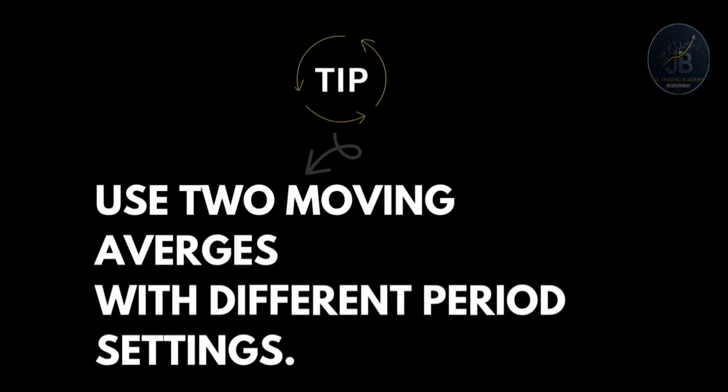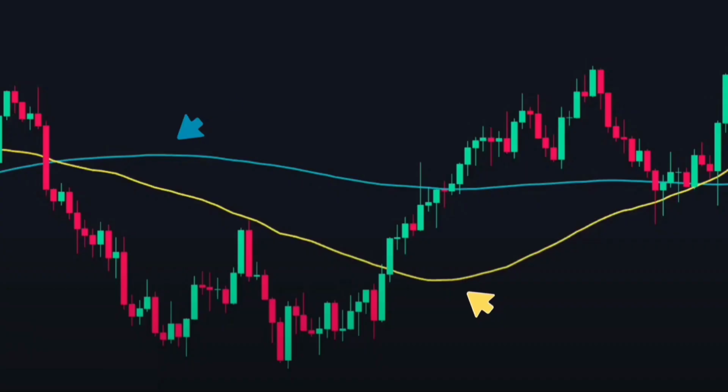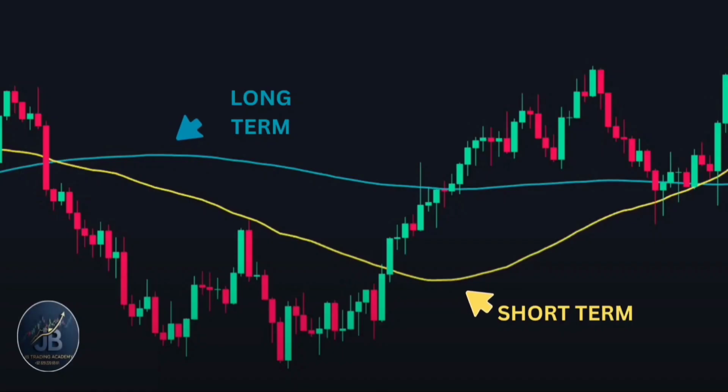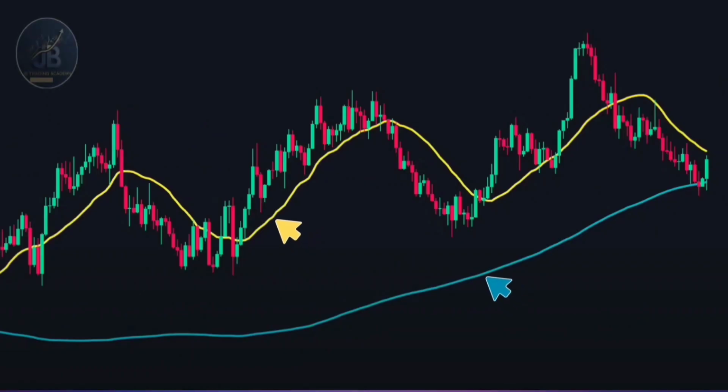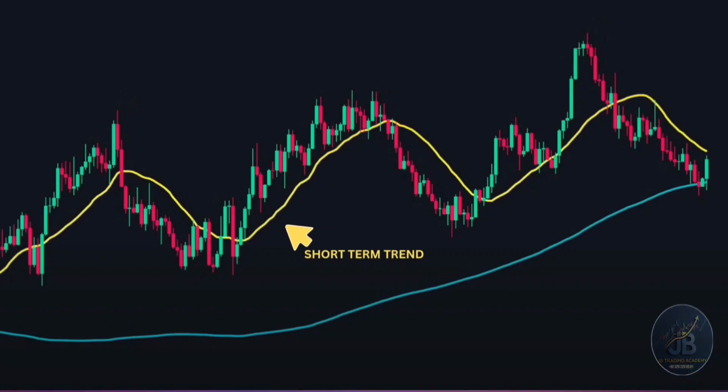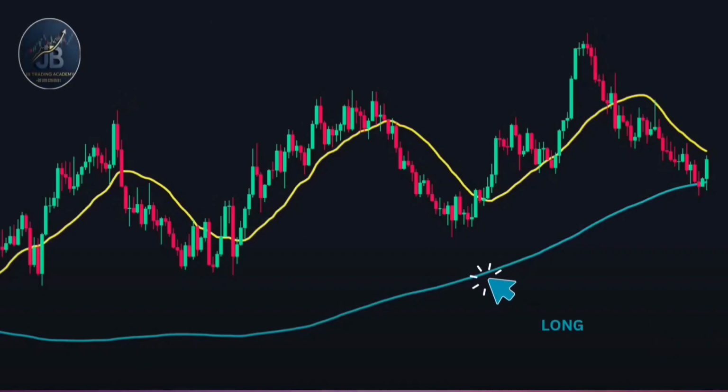Here is a simple example. On this chart, we have 2 moving averages. The yellow line is a 20-period average, and the blue line is a 200-period average. The 20-period average is a short-term moving average, so it should give us the short-term trend. The 200 MA is a long-term moving average. The 200 MA gives us the long-term average of the market. Therefore, it gives us the long-term trend of the market.